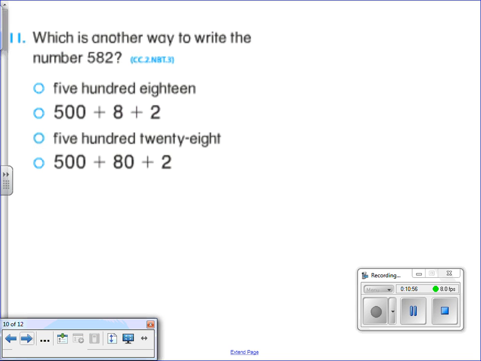I'm not going to read it the correct way because I don't want to give away the answer. 582. What's the correct way to write that number? Go ahead, Ben. 582. So which choice? 500 plus 80 plus 2. That's the expanded form of that number. Great.